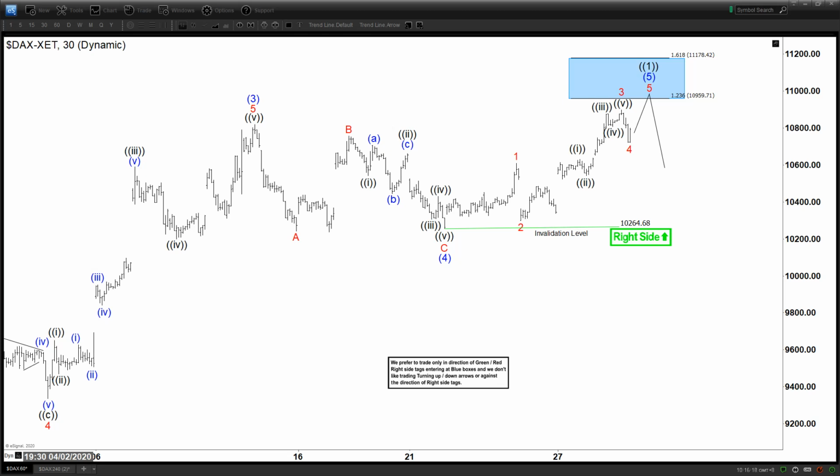Today we will be looking at the chart of the DAX. This is a 30 minutes chart here. So we can see the rally in the index. And by the way, this is similar to the SPX chart of the day from yesterday, so you can take a look.